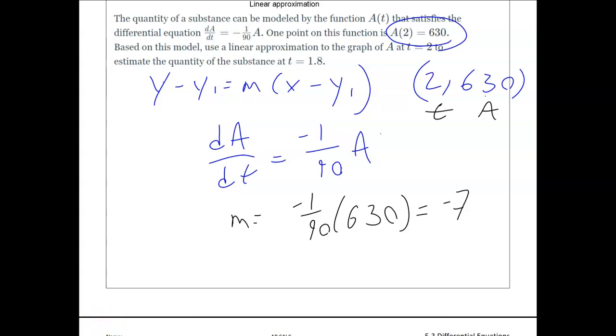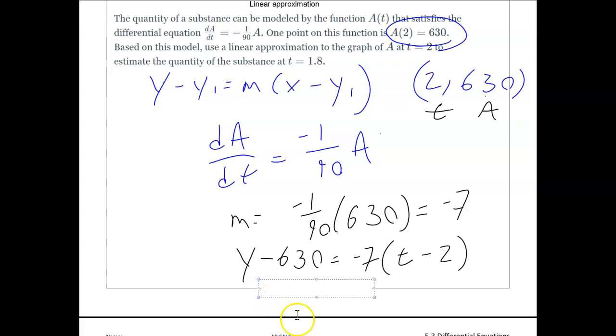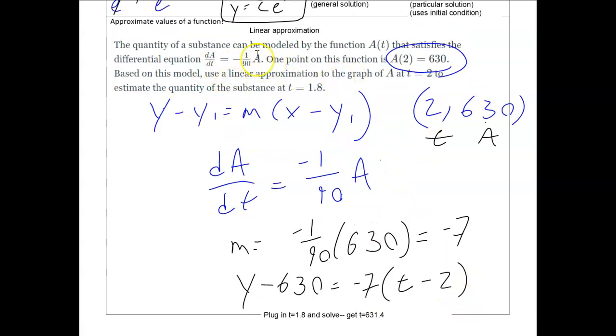And then I just plug everything into my equation. So that gives me my tangent line. And then I would, of course, plug in t equals 1.8 and solve. And the result you should get, in case you want to do it and check your work, is 631.4. Okay, so notice, given a differential equation, if we know a point, we can also make a guess at another point on the curve.